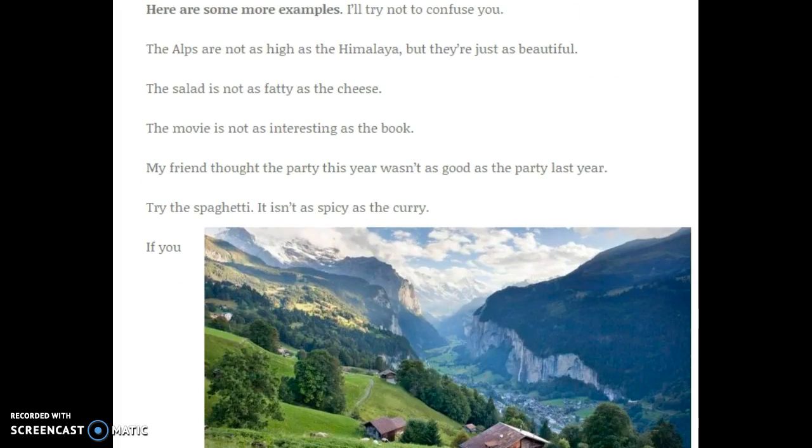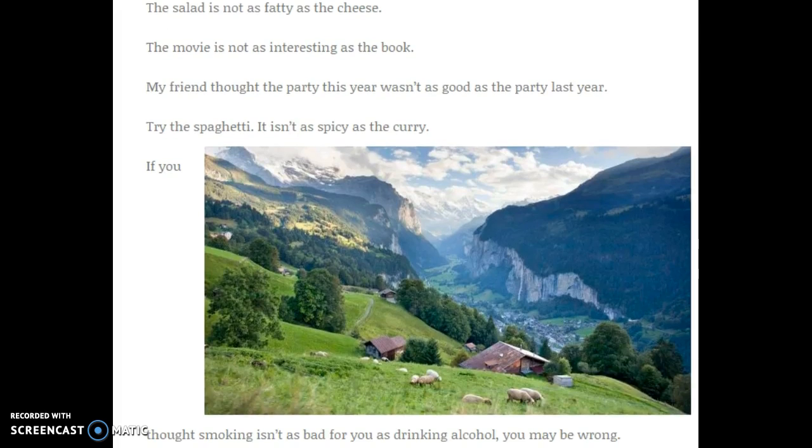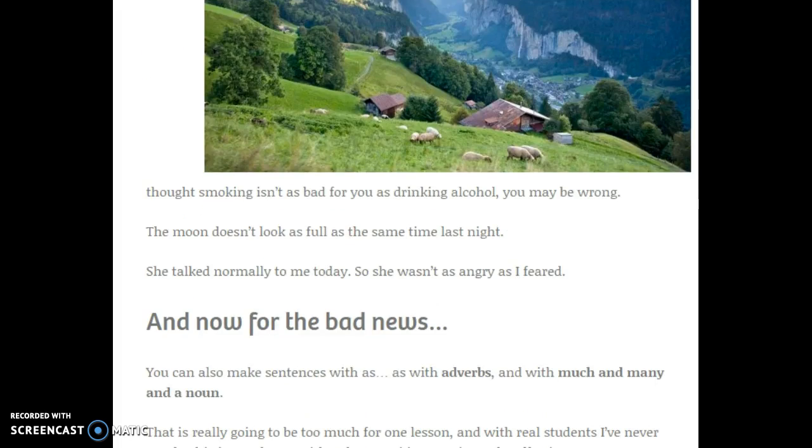The Alps are not as high as the Himalaya, but they're just as beautiful. The salad is not as fatty as the cheese. The movie is not as interesting as the book. My friend thought the party this year wasn't as good as the party last year. Try the spaghetti. It isn't as spicy as the curry. If you thought smoking isn't as bad for your health as drinking alcohol, you may be wrong. The moon doesn't look as full as at the same time last night. She talked normally today. She wasn't as angry as I feared.